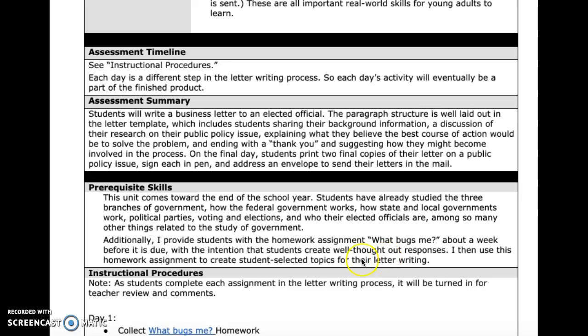The assessment timeline: each day's activity will be a part of the letter writing process. So for example, one day they need to pick an appropriate audience member and then find that audience member's address. Well, that eventually turns into what they put in their envelope. And for another day, they're doing research using credible resources, and they have to find quotes, and eventually they will include one specific quote in their letters.